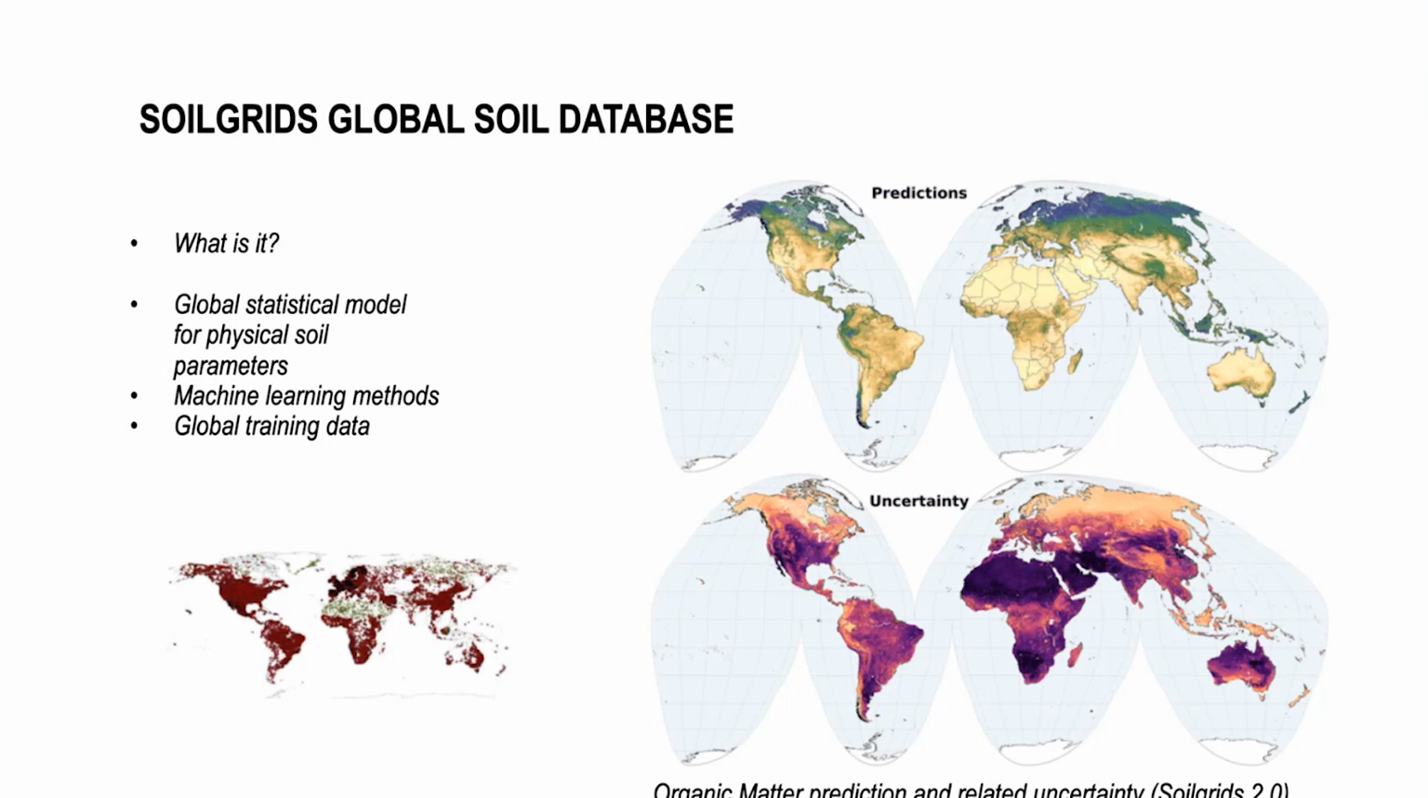SoilGrids we use heavily for some of the soil data. It's a statistical model for physical soil parameters globally. They combine some machine learning methods with a global set of training data and landscape covariates as inputs. They do predictions of the particular variables, things like soil clay content, gravel, organic matter, silt, even mineral types. And they also provide uncertainty ranges around that. There are over 100,000 soil profiles globally that go into this. It's a 200-meter gridded product, which is somewhat low resolution, but it's a very valuable resource.